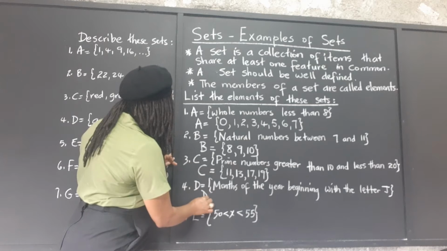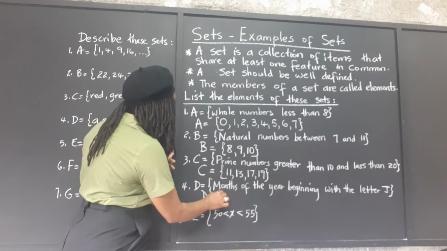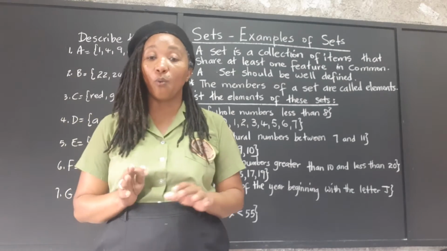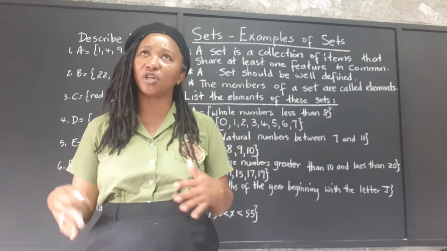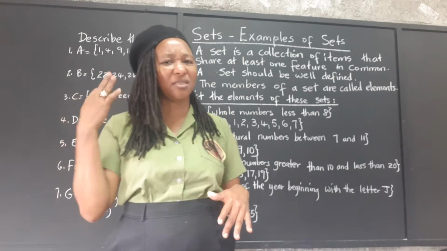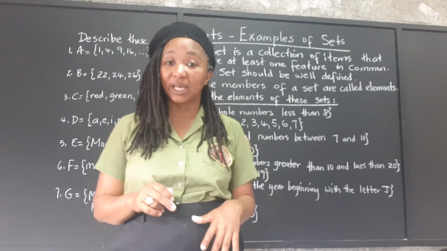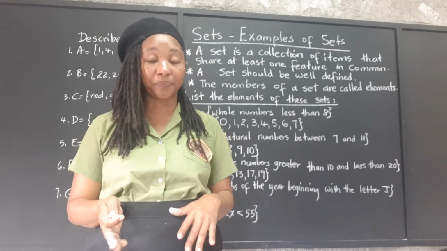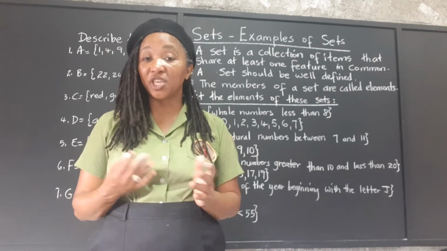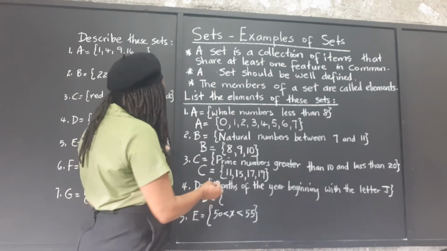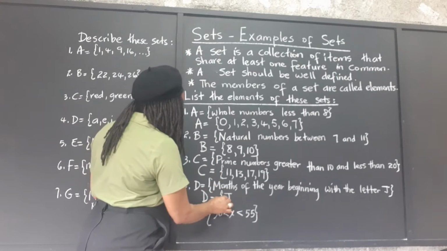Alright, so months of the year beginning with the letter J, very well defined. We know specifically what we're looking for. So we just need to run down in our heads the months of the year and make sure only to list the ones that start with the letter J. So the first month of the year, coincidentally, is January. That starts with the letter J.